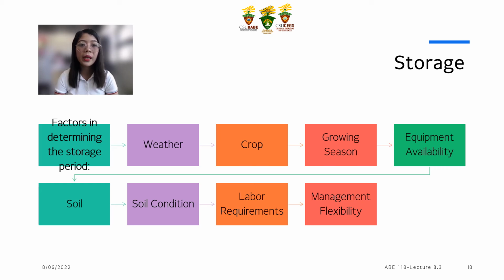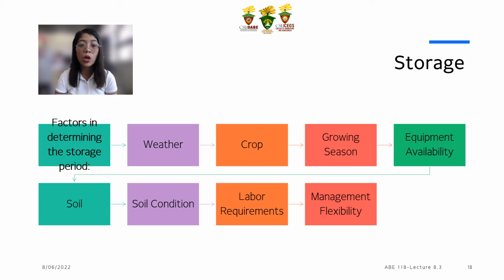Determining the storage period for a storage facility is crucial to the proper management of an agricultural waste management system. If too short a period is selected, the facility may fail before the waste can be used in an environmentally sound manner.